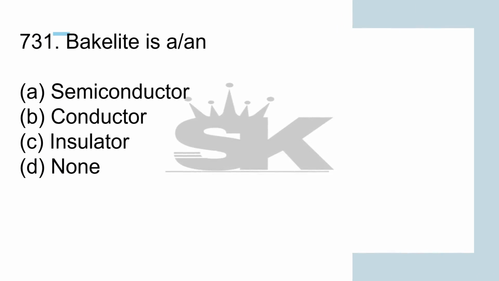Bakelite is a polymer made up of monomers phenol and formaldehyde. Okay, this phenol formaldehyde resin is a thermosetting polymer. Okay, so it is an insulator.